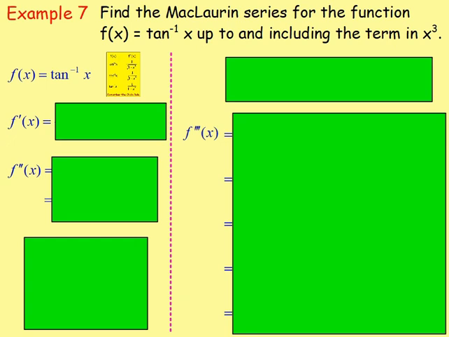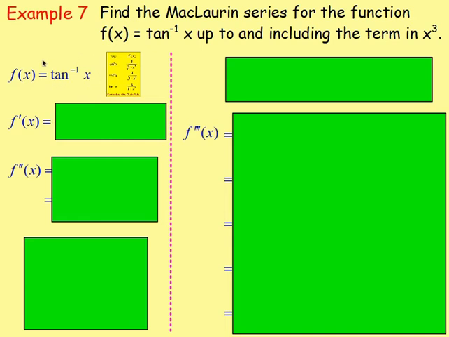Example 7, find the Maclaurin series for the function f of x equals tan to the minus 1 of x up to and including the term in x cubed. So for this one here, again, it's the Maclaurin series, so you know you're going to have to differentiate. We want to differentiate our function. We want the first, the second, the third derivative.